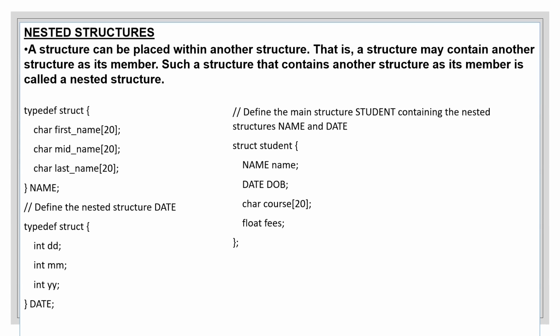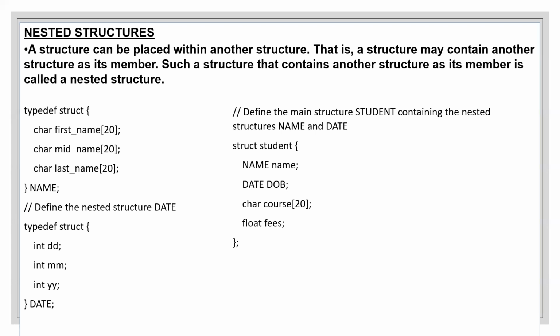Now let's see about nested structure. A nested structure can be placed within another structure. That is, a structure may contain another structure as its member. Such a structure that contains another structure as its member is called a nested structure. It is like a structure inside a structure.